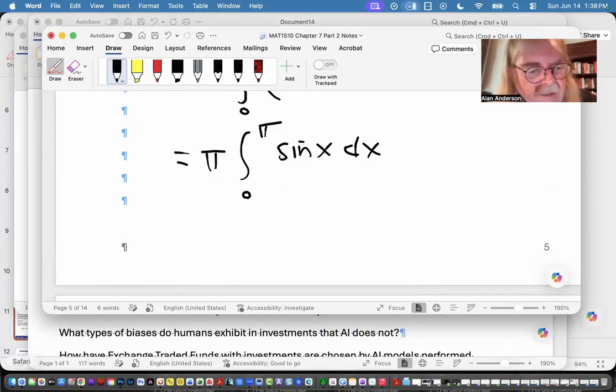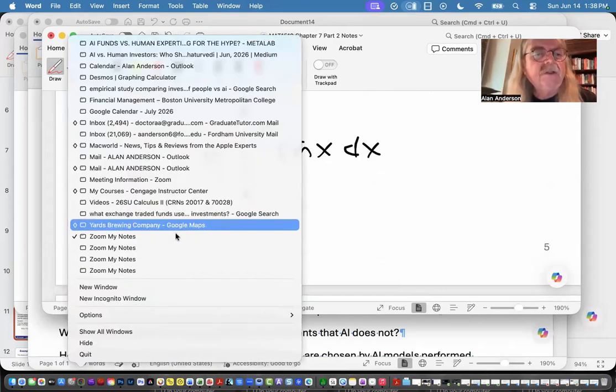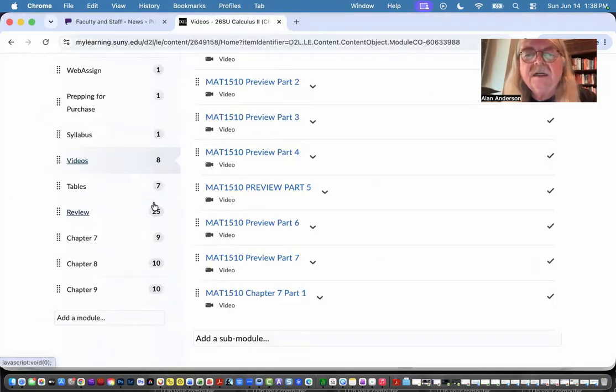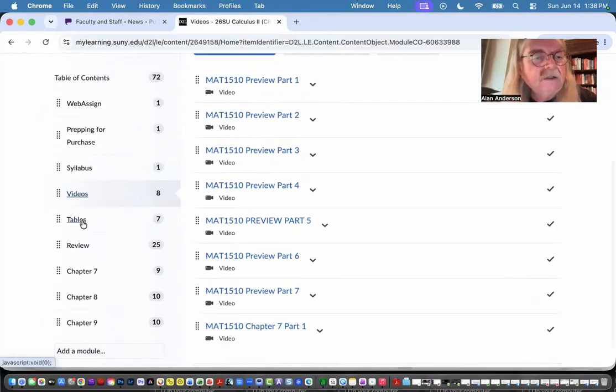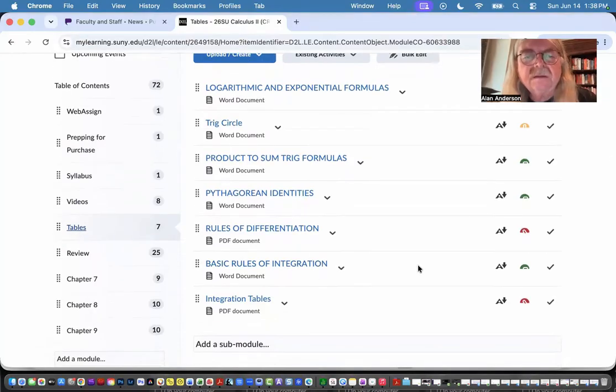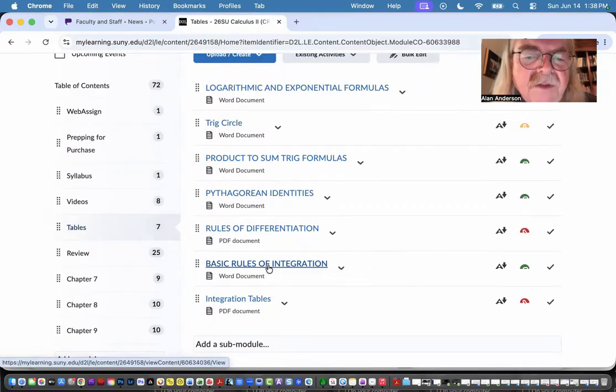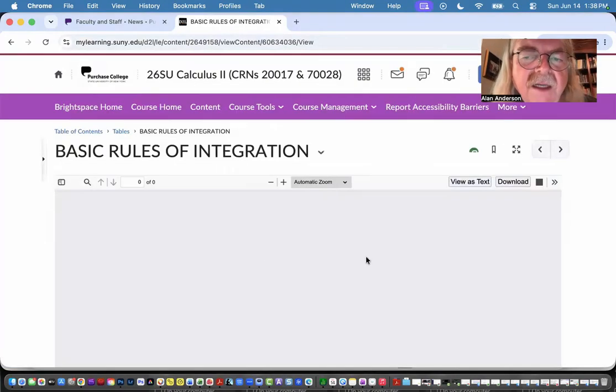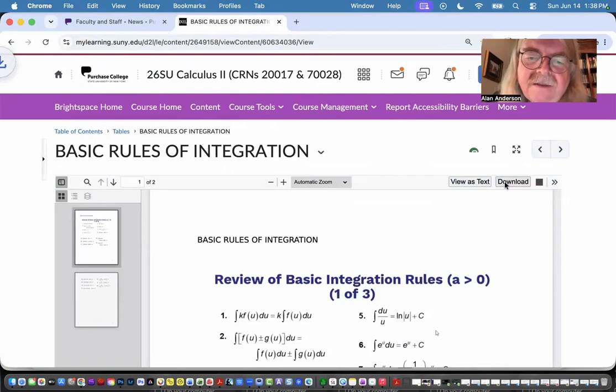By the way, don't forget there are charts in Brightspace that you can use. If you forget, let's go look here, tables. I don't think there's a separate one for trig integrals, but let me check this one. Just in case you forget, here they are. Or you can look at the back of the book. Some of these came from the book, some of these I wrote out myself.